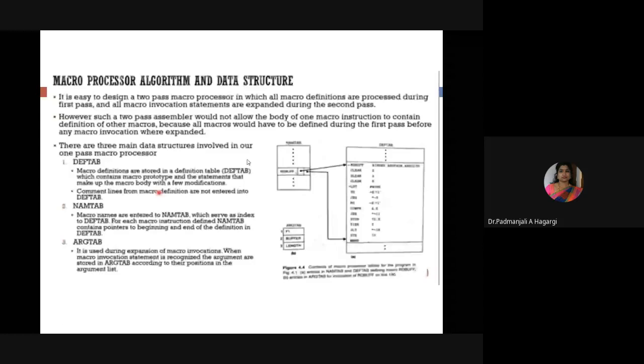The macro processor algorithms and the data structures. Here it takes how many tables? Here it will take three different tables. The first table is nothing but the definition table, and this definition table will have all the definitions of the macros. So the macro name, and also the number of positional parameters, the number of keyword parameters, the number of expansion time variables, and it will also keep the information about the pointers, and even the symbol table pointers.